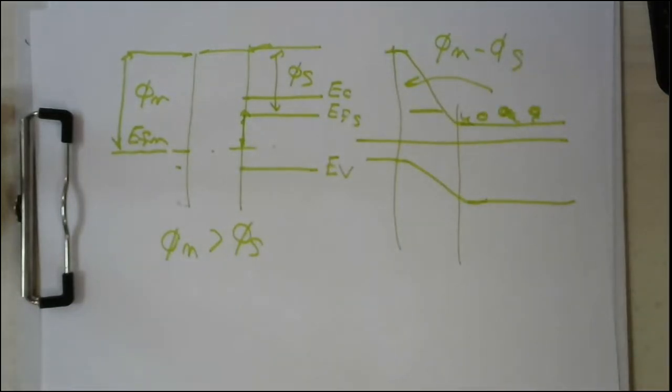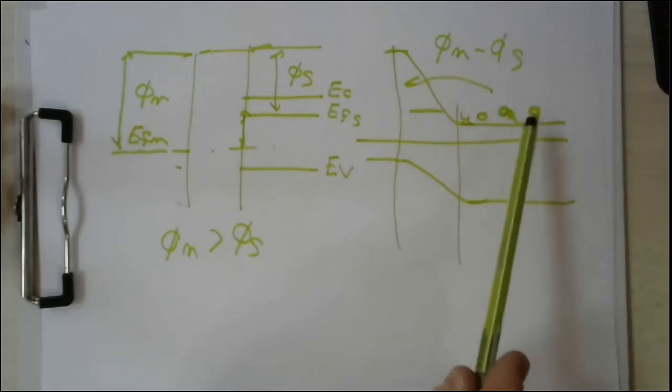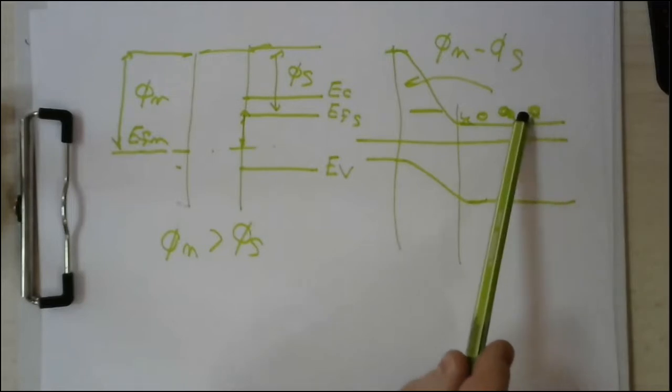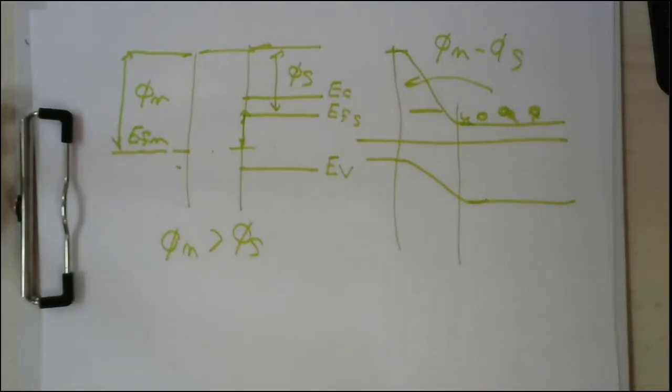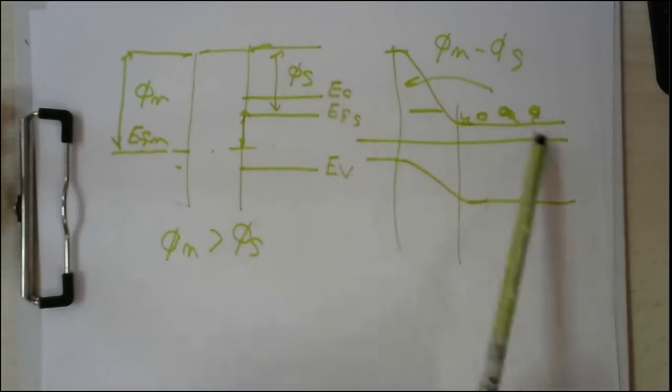This height is the height of the barrier that prevents your electrons from moving from the semiconductor to the metal. And accordingly, you don't have a flow of current due to the semiconductor side. This is typically what we have in this device.